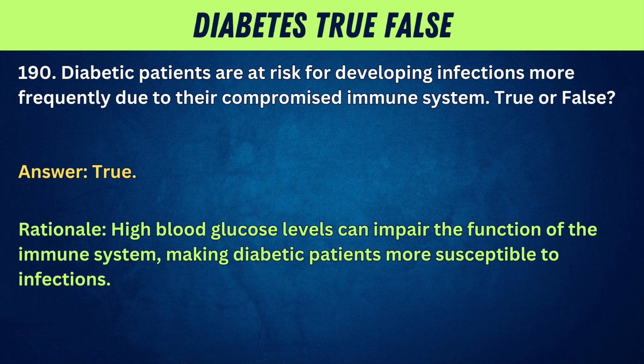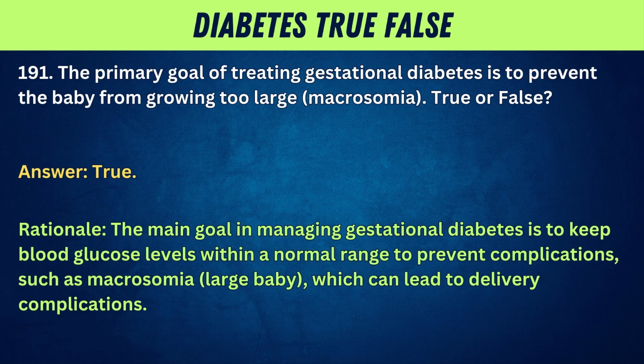190. Diabetic patients are at risk for developing infections more frequently due to their compromised immune system. True or false? Answer: true. Rationale: high blood glucose levels can impair the function of the immune system, making diabetic patients more susceptible to infections. 191.